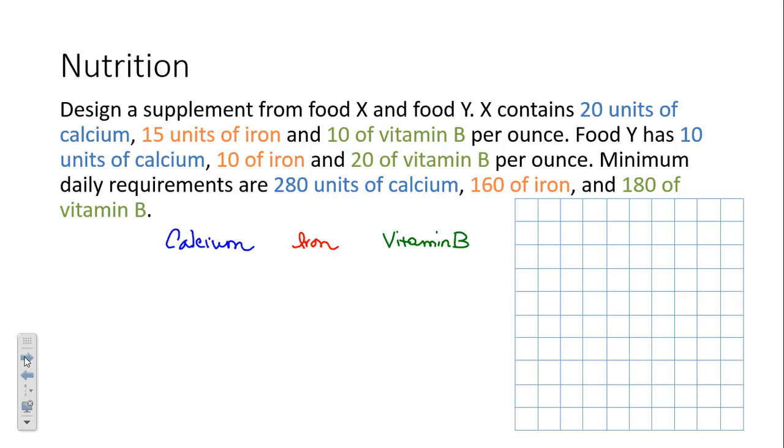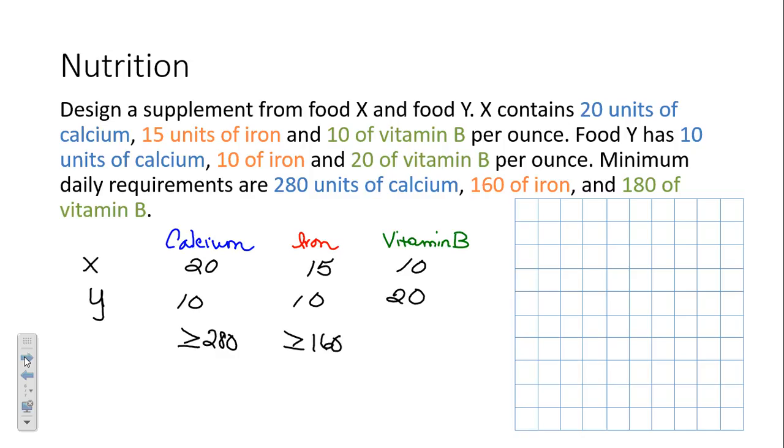Food X has how many units of calcium? 20. How many of iron? How many of vitamin B? And food Y has how many units of calcium? Iron and vitamin B. So we want to make a supplement that has at least how many units of calcium? Requirements are 280, right? And what of iron? And finally, we need a supplement that has at least how many units of vitamin B?